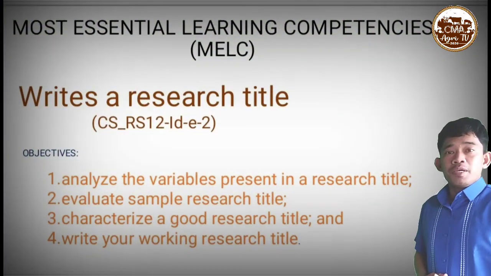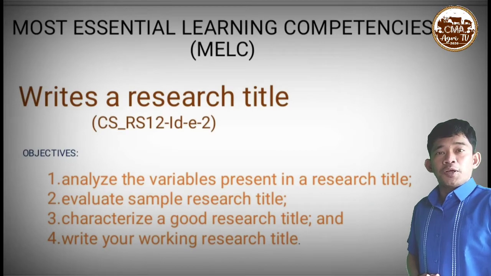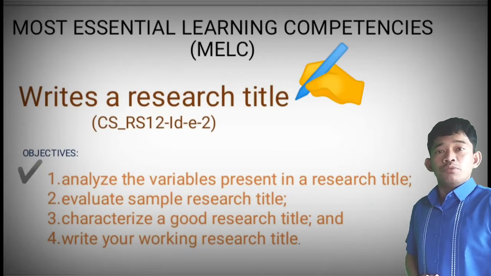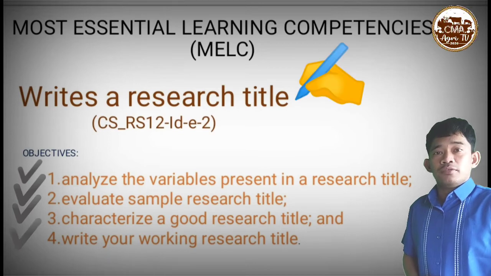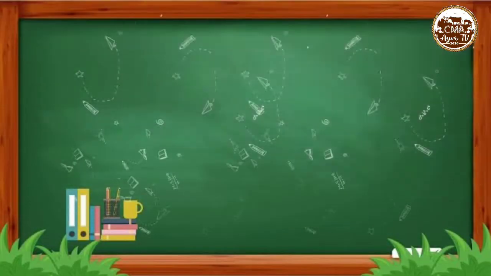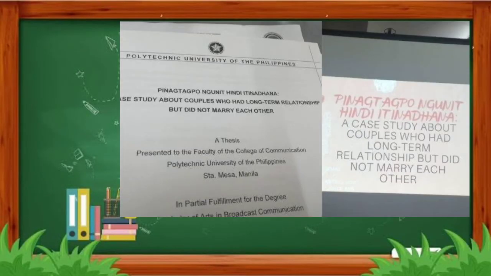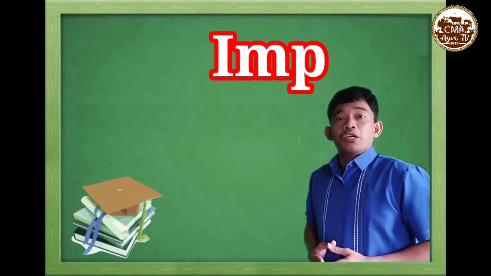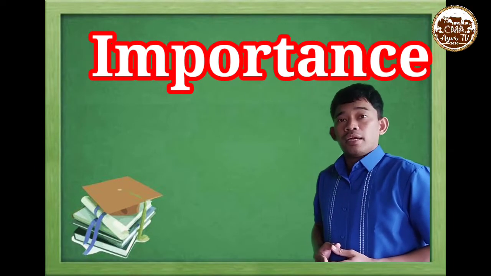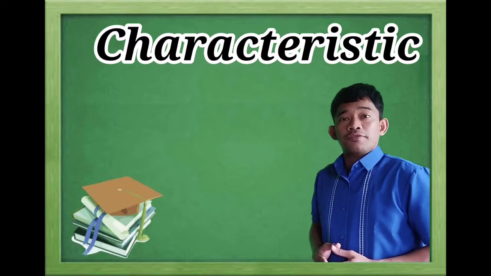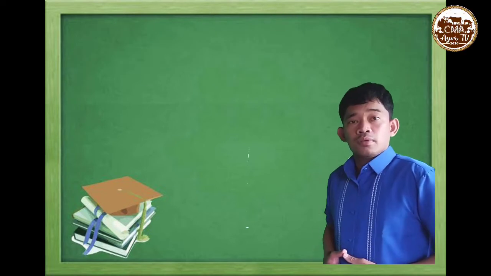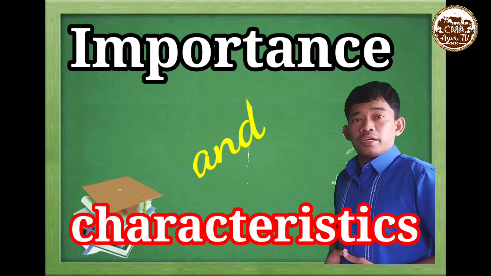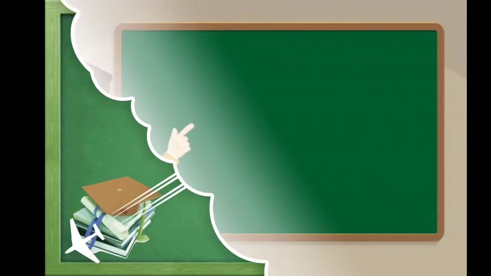For this topic, here is the most essential learning competency and learning objectives that you need to master. Take a look at this given example. Is this how we should write a research title? Then if so, what is the importance of a good research title and the characteristics of a good research title? These are the topics that we are going to clear in this video lesson.